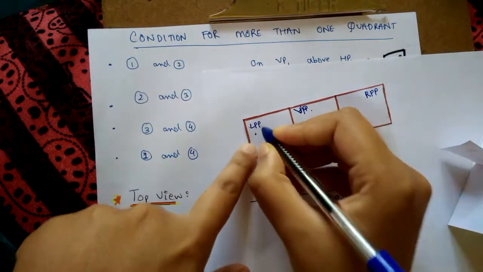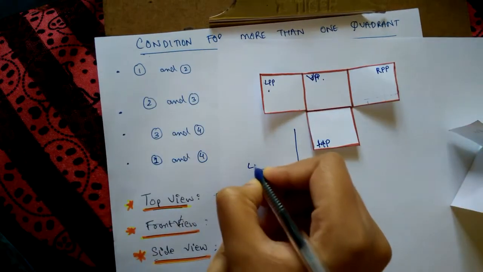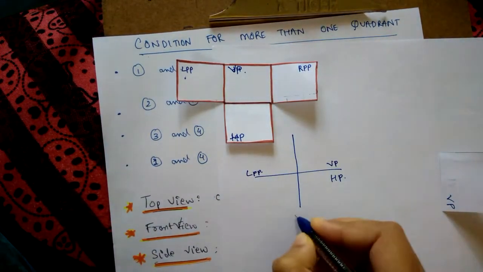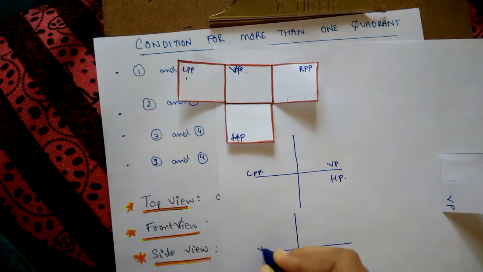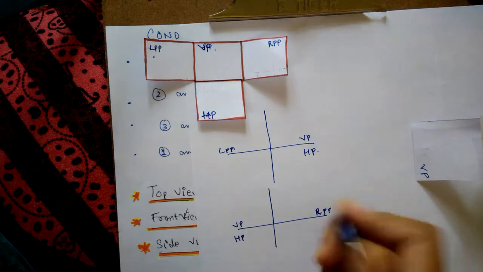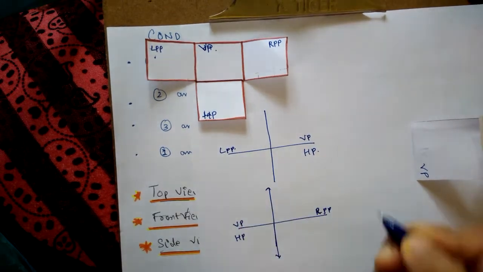Now if you have to draw the left profile plane, then this part will be the left profile plane. And if you have to draw the right profile plane, you draw it like this. Your VP will be marked here, HP will be marked here, and LPP and RPP, the right profile plane, will be marked here. This is how we draw.